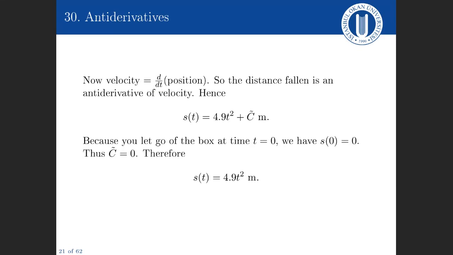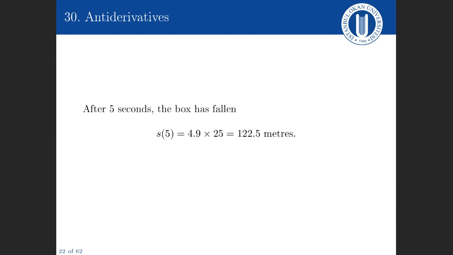What is this constant c tilde? Again, the question says you let go of the box at time t equal to 0. So in 0 seconds, the box has fallen 0 meters. So this new constant c tilde must also be 0. Therefore, the distance that the box falls in t seconds must be 4.9t squared meters. After 5 seconds, we can calculate that the box has fallen 122.5 meters.